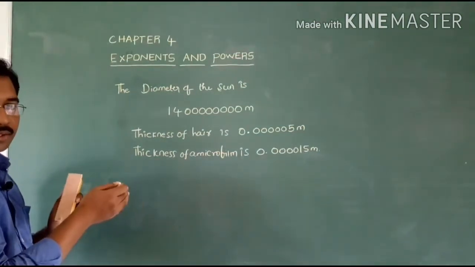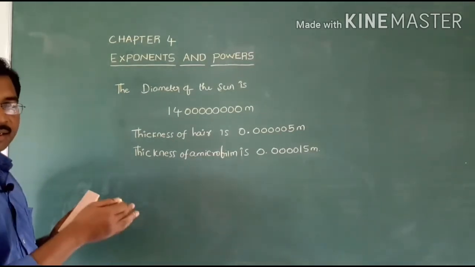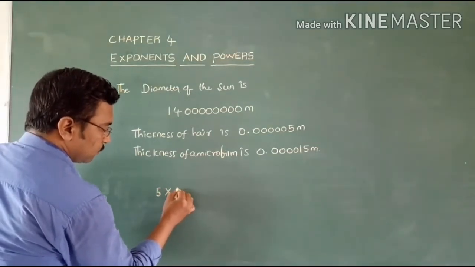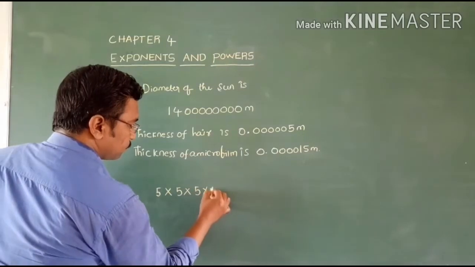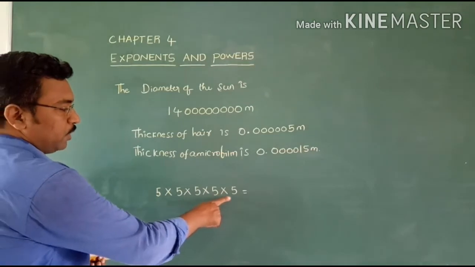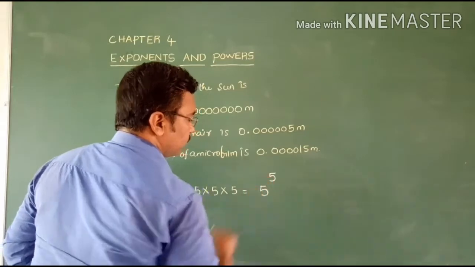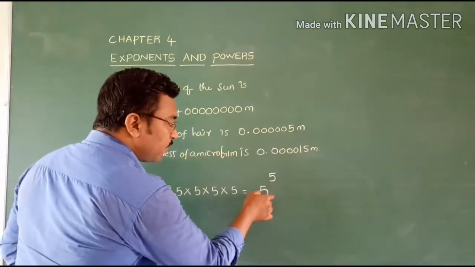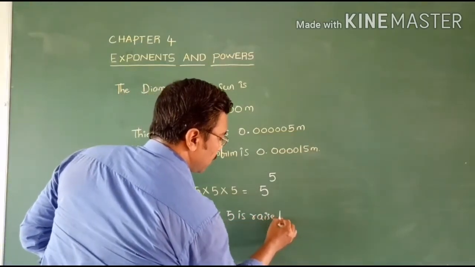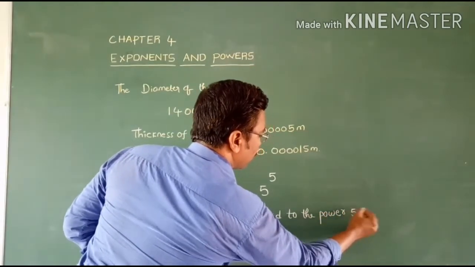In 7th class we already saw the basic definition of the base and exponent. See, I am writing here 5 into 5 into 5 into 5 into 5. This can be written as 5 power 5. How can we read it? 5 is raised to the power 5.